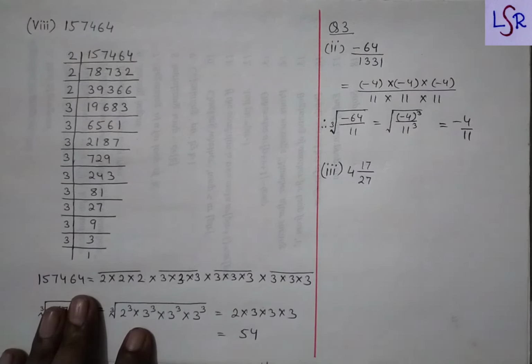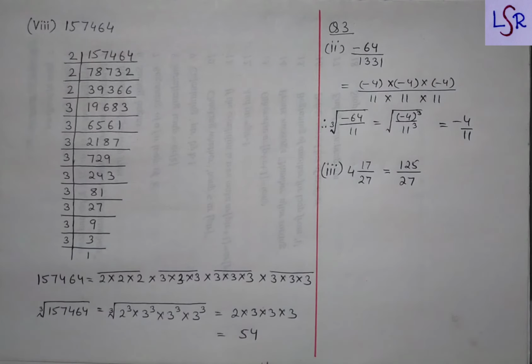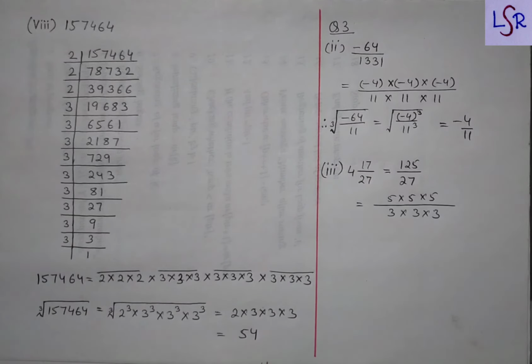Now let's see one more part of this one, 4 whole 17 upon 27. First of all we are going to write this in improper form, and we get this as 125 upon 27. Now it can be written in the form of products like this, and now the cube root of this whole number will be, and here we have got 5 upon 3 as the answer, which can also be written as 1 whole 2 upon 3 in mixed form.